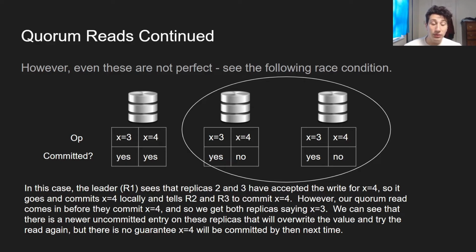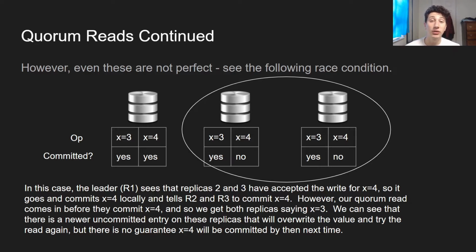Imagine I have the 3 nodes right here, and as you can see, the leader is the first one, and then I'm going to be reading from the other 2. And the other 2 comprise a quorum because it's 2 out of the 3 nodes. So the way that these consensus algorithms work, basically, is let's look at the operation x equals 4. As you can see, all of the replicas have accepted x equals 4. So the leader knows it can go ahead and commit x equals 4. So what it first does is it commits x equals 4 locally, and then it's going to go ahead and say, okay, guys, I'm now going to tell you to commit them.